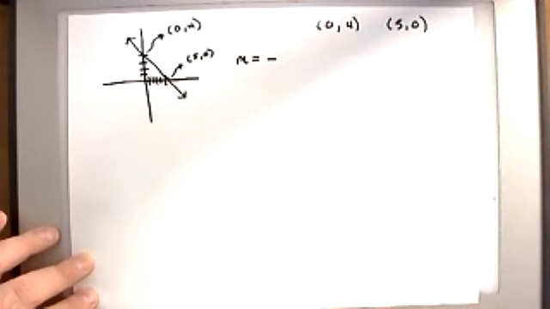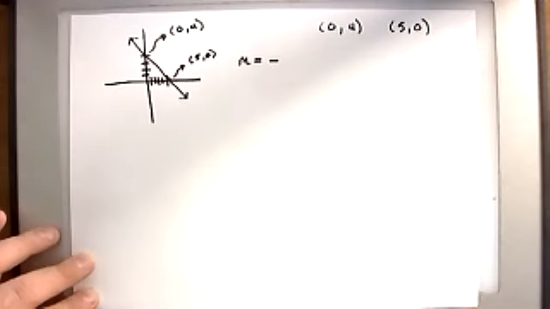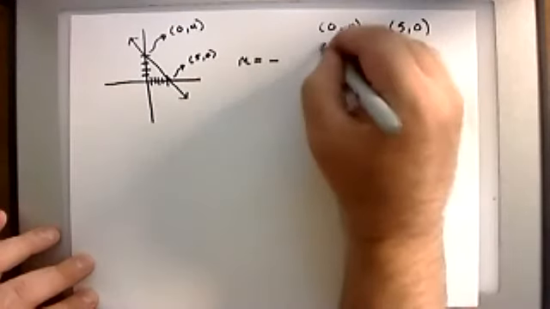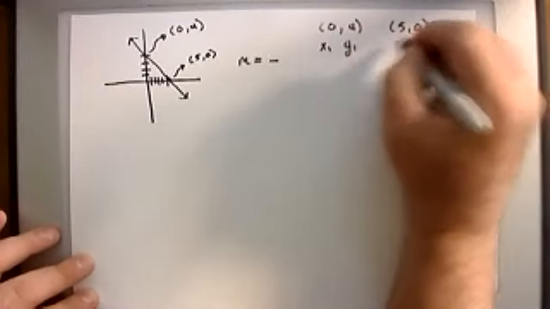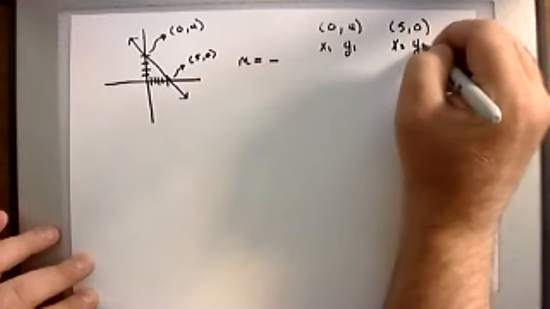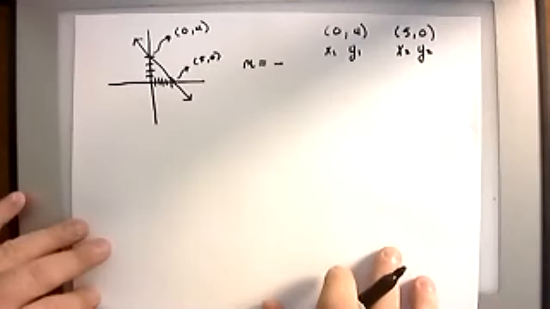Which one you call the first one and which one you call the second one does not matter. Just pick one. We'll call that x1, we'll call that y1. We'll call that x2, and we'll call that y2. If you did it backwards, you're going to get the same answer.